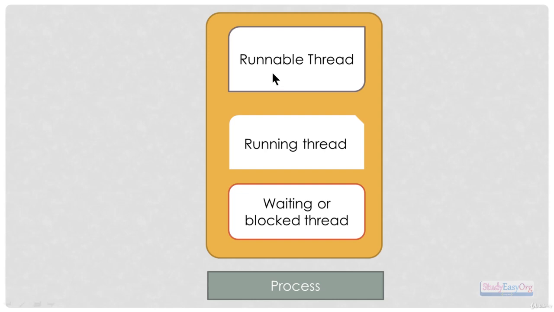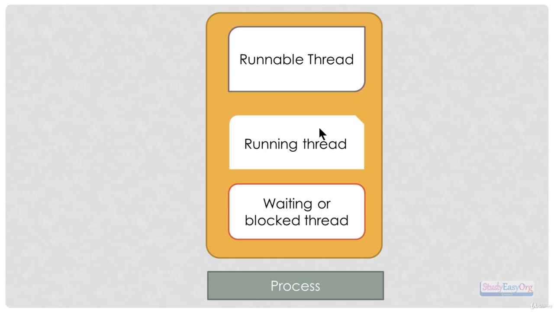Alright, now moving forward, let us quickly check the different states where a thread can be. The first state is the runnable state, where a thread is ready for execution. Then we have the running state. Then finally we have the waiting or blocked state. Now why are there multiple states when it comes to threads?